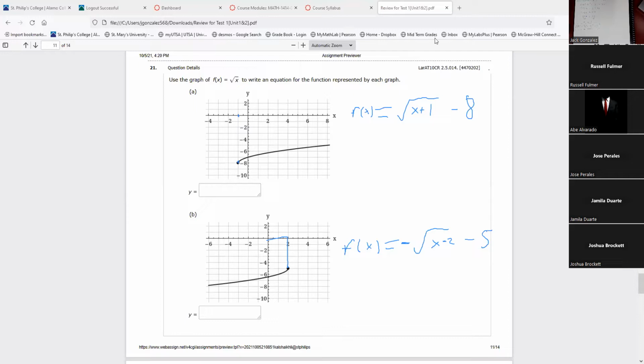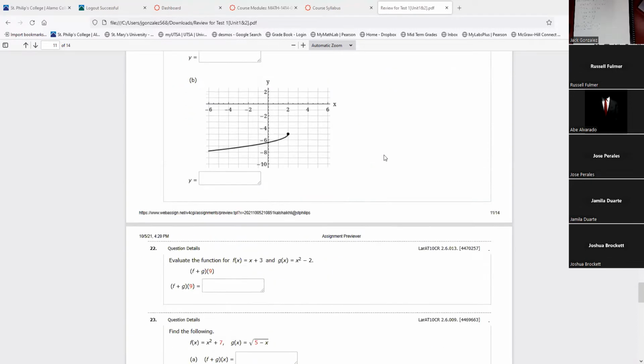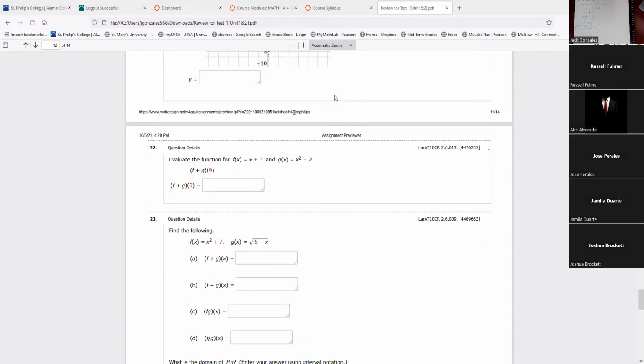Anyway, just remember or use that sheet I gave you with the parent functions, if you don't have them memorized, the parent functions of all the basic functions. But what I do need you to know is what causes the transformations, like what causes a vertical shift, horizontal shift, that type of stuff. Okay.